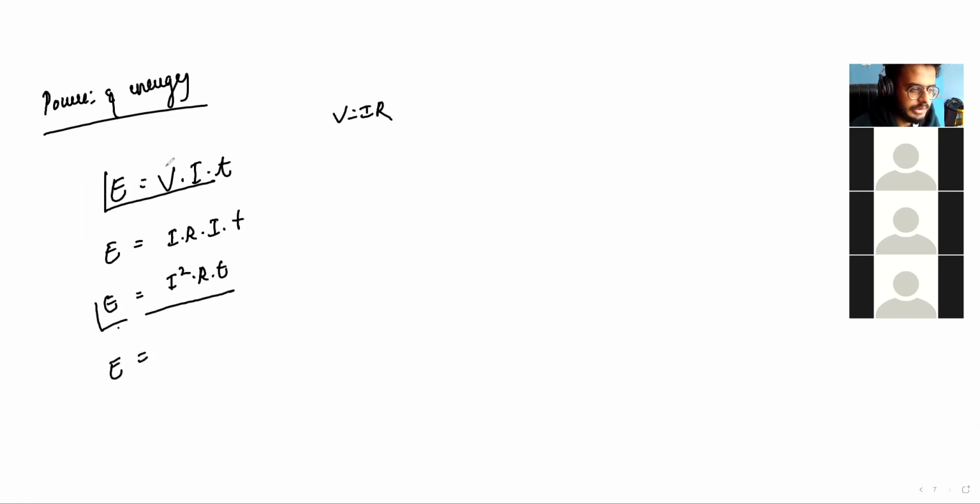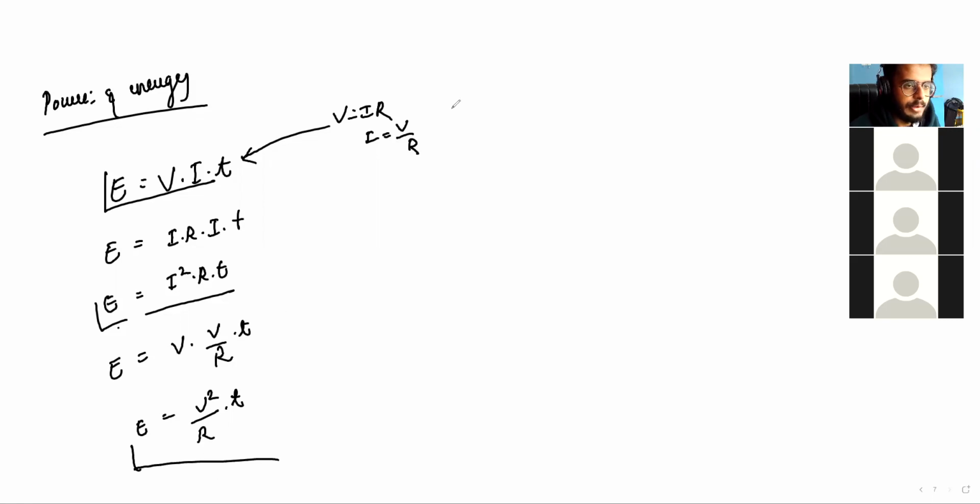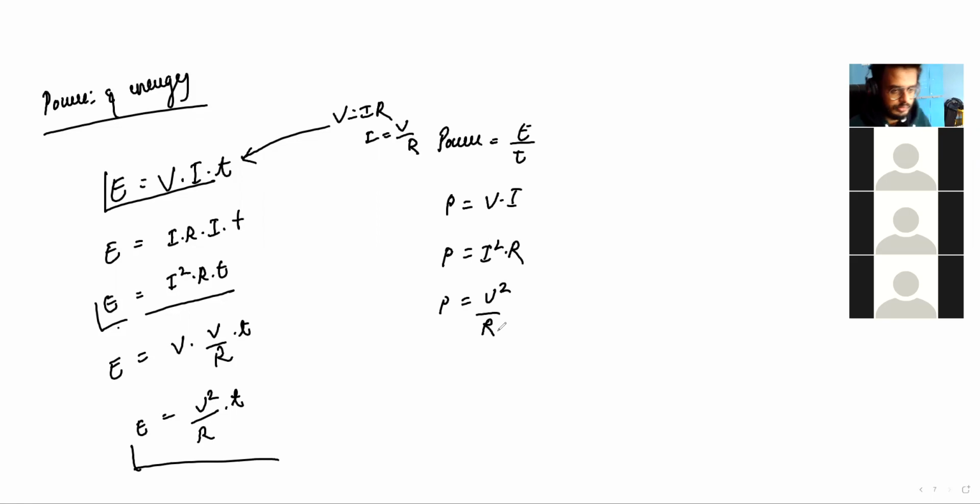So I can replace I as well in this. I will be equal to V by R. So in the first relation, I replace I with V by R into T. So energy equal to V squared by R into T. So this is the third formula. Now power is nothing but energy by time. So power formula will be energy divided by time, which is V into I. Power will be equal to I squared into R. Power will be equal to V squared by R. So these are the formulas that you need to remember from power and energy. Very, very simple. You need to remember one conversion as well. 1 watt hour equal to 3600 joule.